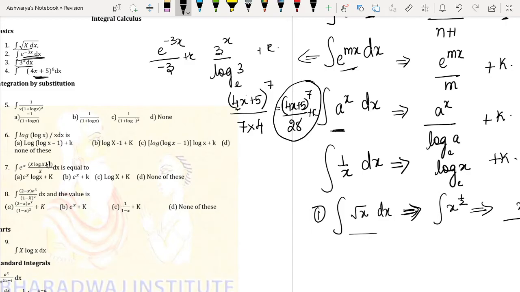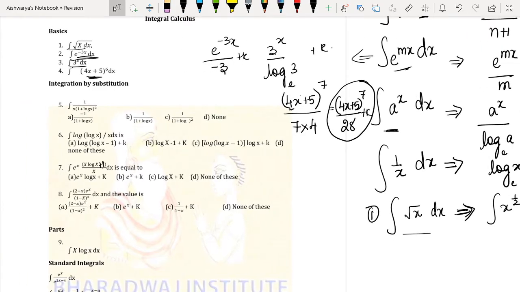Okay, plus k, don't forget. In case you have two options, one with plus k, one without plus k, you have to select only the one with plus k. If you select the other one, you will end up getting a negative. Okay, these are the basics of integration. Let us go to integration by substitution now.